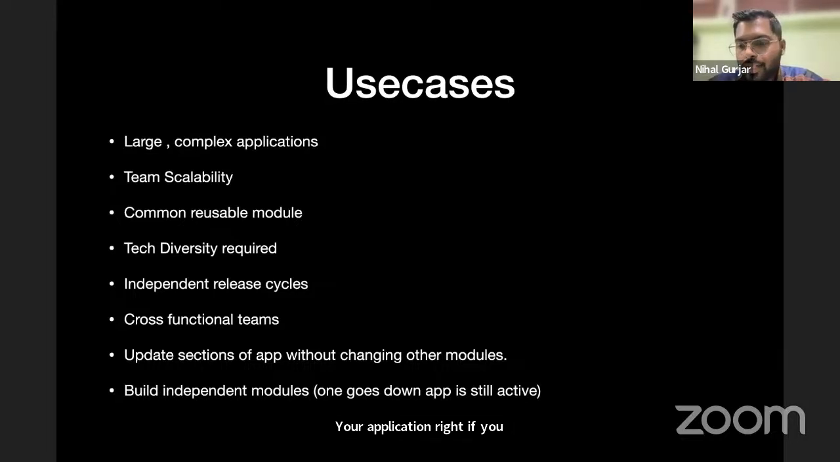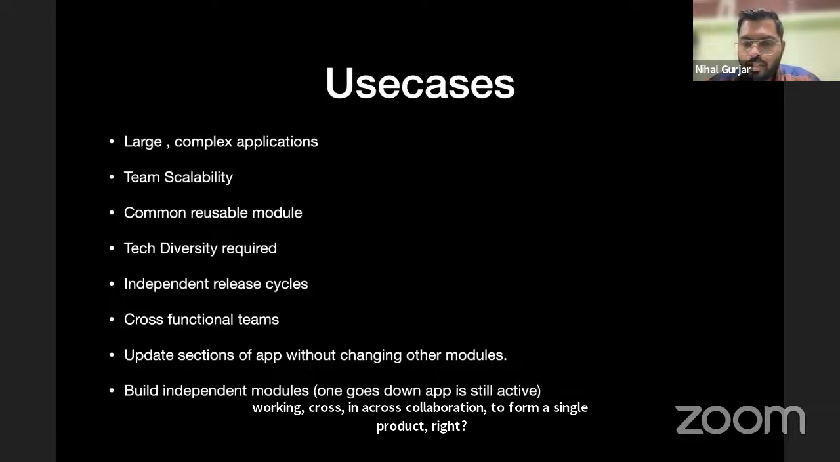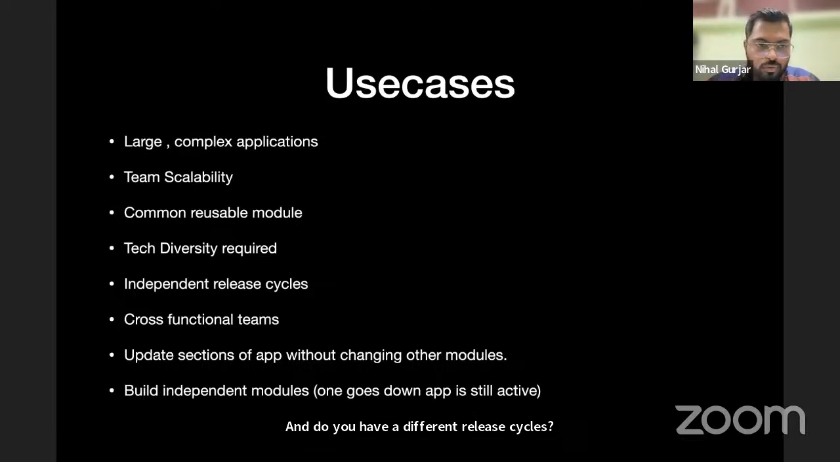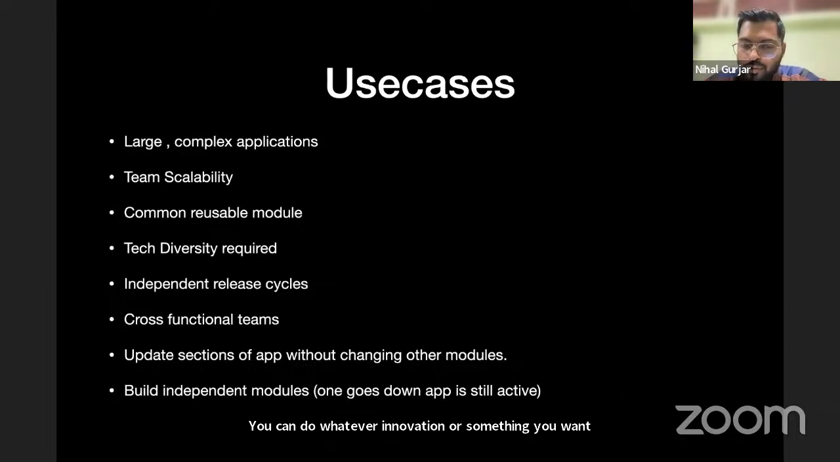independent release cycles, right? Let's say the product team has a different release cycle, the search team has a different release cycle, and the category team has a different release cycle. If you have multiple teams working in cross collaboration to form a single product, and you have different release cycles, you can definitely go with this approach, so that your different modules can have their own independent release cycles. You can do whatever innovation you want with your own specific module, and then that can be maintained independently and released independently also.